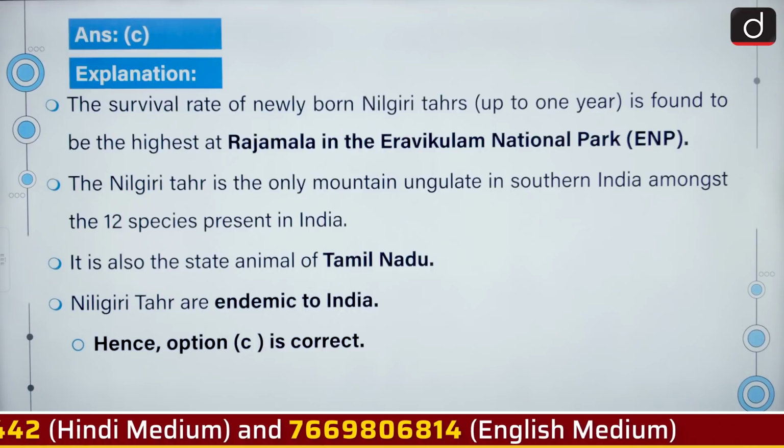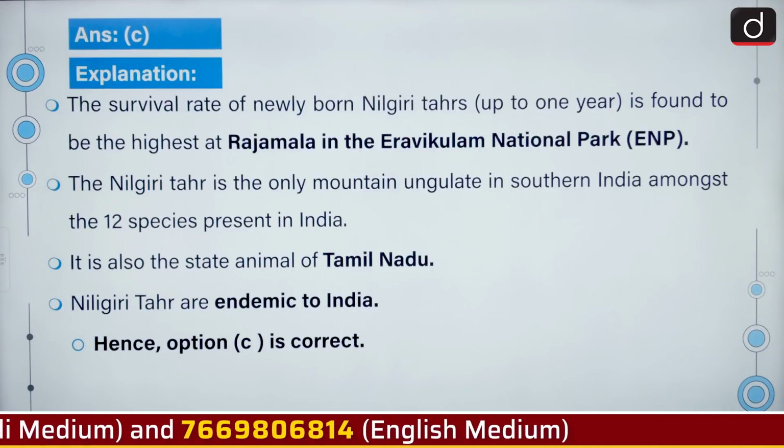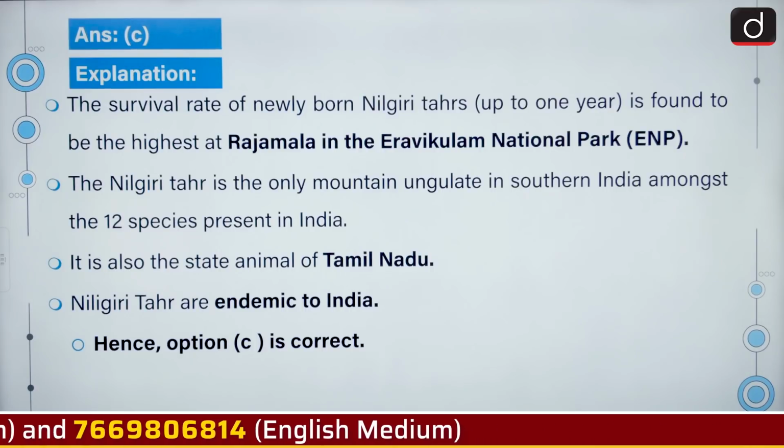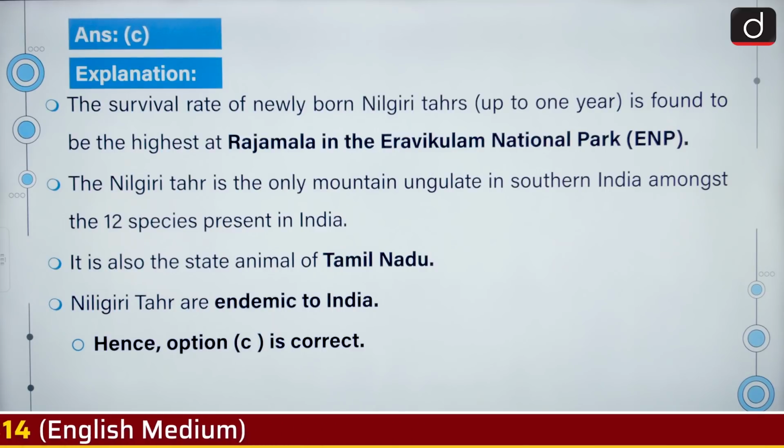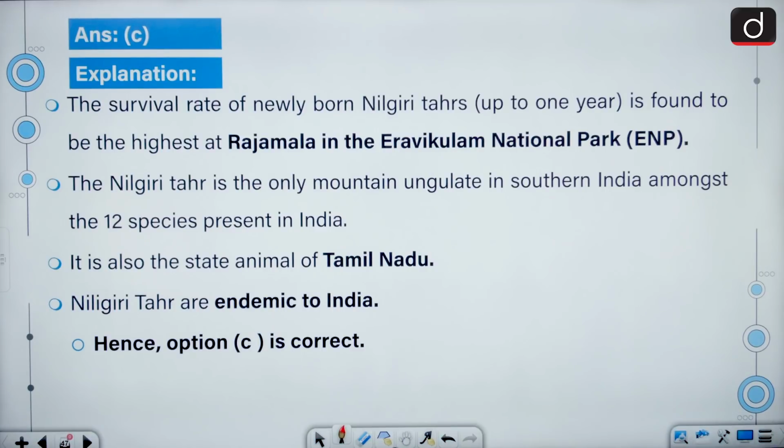The survival rate of newly born Nilgiri Tahr is found to be the highest at Rajamala in the Eravikulam National Park. The Nilgiri Tahr is the only mountain ungulate in southern India amongst the 12 species present in India. It is also the state animal of Tamil Nadu. Nilgiri Tahr are endemic to India.